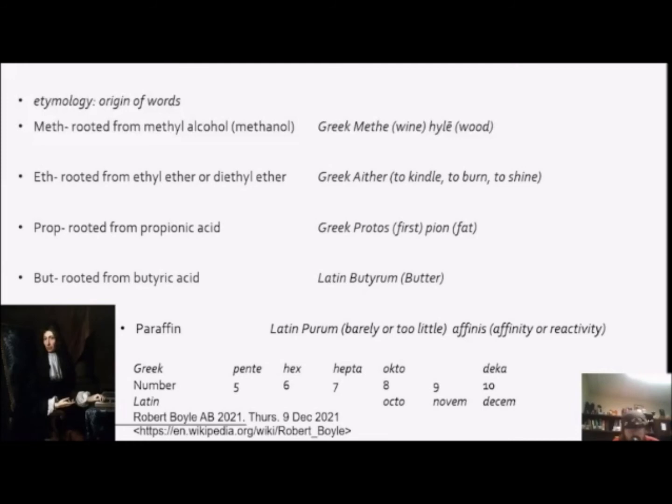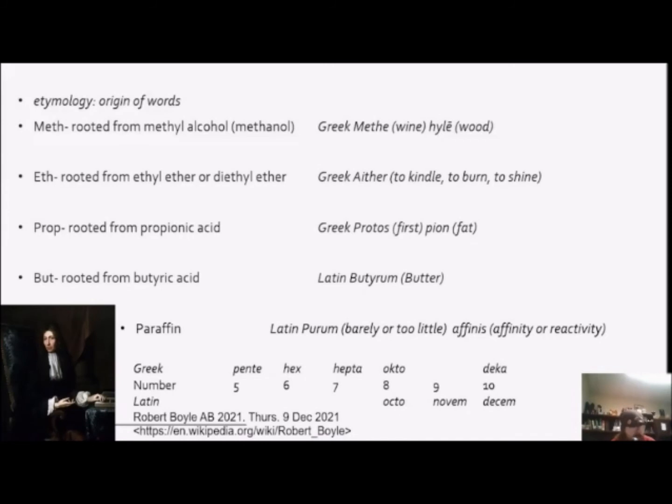Ethyl comes from ethyl ether. The Greek word aether means to kindle, to burn, to shine. So this was a reference to how flammable ethyl ether was, and so we kept the term eth because of that.